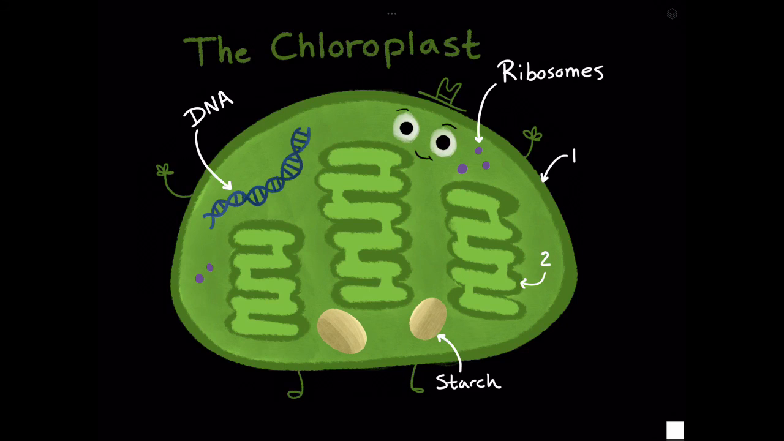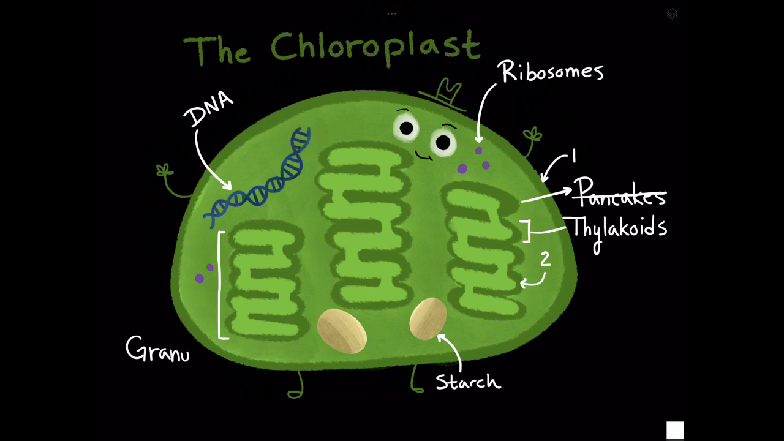And they're also going to have some other things that are specific to plants, like starch. But what we're really concerned about are these pancakes. Of course, they're not actually called pancakes. The real name for these structures are thylakoids, and the thylakoids are the site of light-dependent photosynthesis. So each of these little individual pancakes is a thylakoid, and a stack of pancakes is called a granum. Now note that each thylakoid in a granum is connected. They're sharing the same cytoplasm. That's just something to make note of.